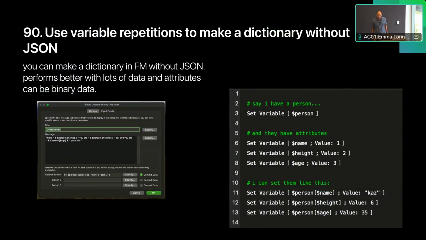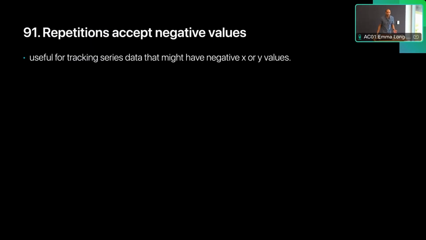Functions. Use variable repetitions to make a dictionary without JSON. This is just something we did before. The only reason that I like to show this is because it's actually useful if you need a dictionary that's supposed to hold binary data. If you're trying to hold files or things like that, JSON can't do that, but this gives you a very similar structure. You can see here, I just give each name a number, and then down here, I can say person name, person height, person whatever, and do it that way. It's just a readable way of making a dictionary before we had JSON. Repetitions accept negative values.